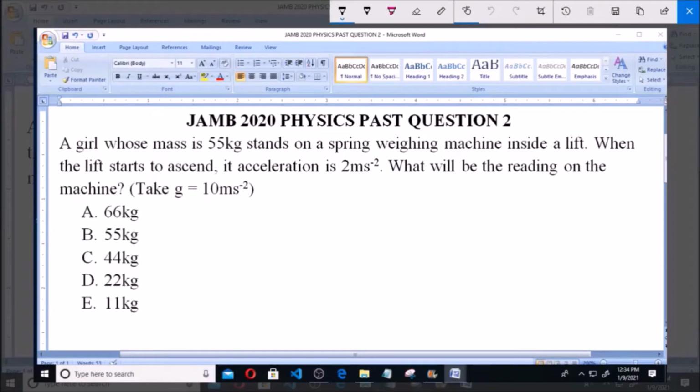A girl whose mass is 55 kg stands on a spring weighing machine inside a lift. When the lift starts to ascend, its acceleration is 2 meters per second squared. What will be the reading of the machine? Now take acceleration due to gravity, which is g, to be 10 meters per second squared. A says 66 kg, B 55 kg, C 44 kg, D 22 kg, and E 11 kg.